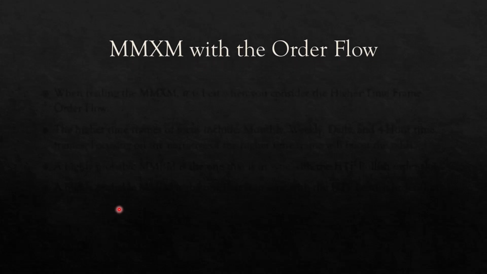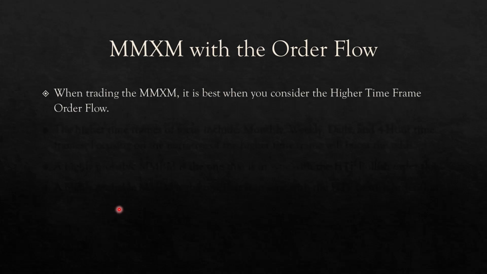Now, the market maker business model with the order flow, or the MMXM with the order flow. When trading the market maker business model, it is best when you consider the high time frame order flow. Is the high time frame suggesting bullish price action, or is it suggesting bearish price action? And I gave you the idea that you can begin from the COT hedging program together with the seasonality aspect. So if the market is suggesting bullish price action, we can try to filter the element of the market maker buy model because it's in sync with the predominant order flow.